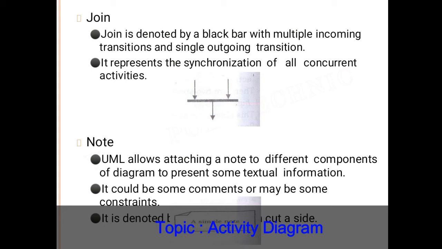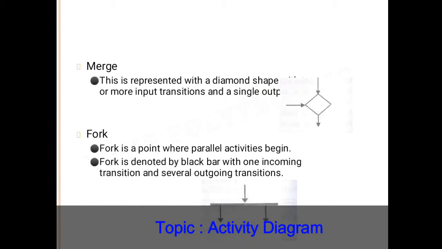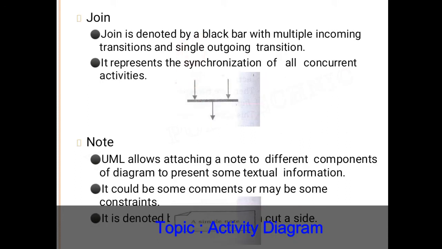Here, multiple incoming arrows with a black bar and a single outgoing arrow denote our single outgoing transition. So in fork there is only a single incoming and several outgoing transitions, and in join there are multiple incoming and a single outgoing transition.